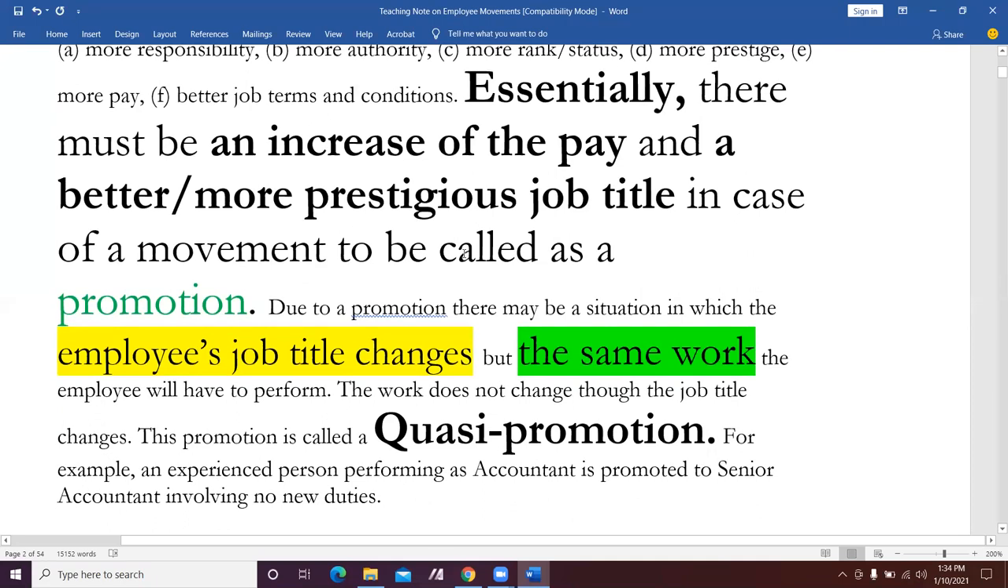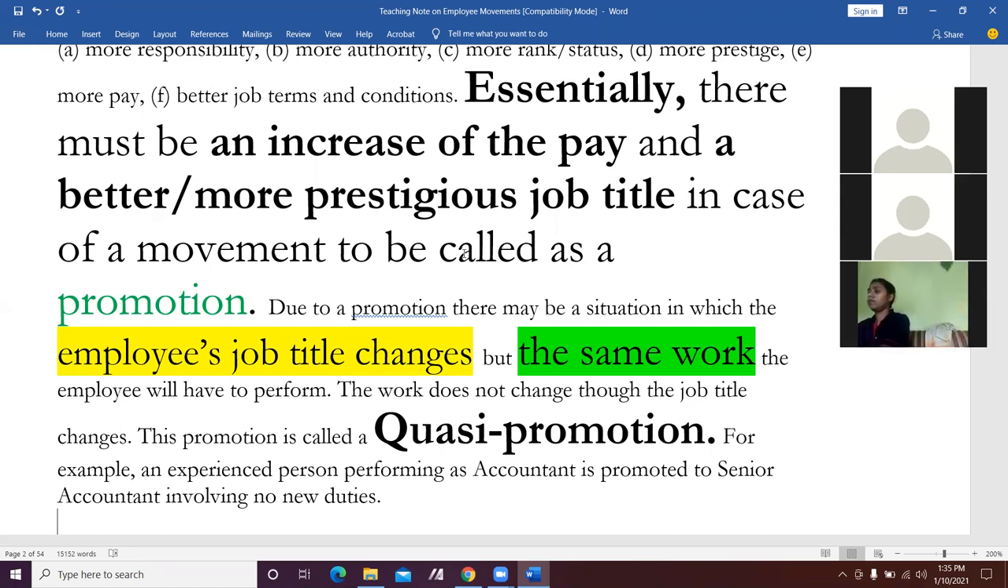Also, there may be certain other changes, such as increased responsibility, more autonomy, more freedom, a bigger desk, bigger room, even a vehicle maintained by the company. Assume until the person got the promotion, the person had to use his or her own car. But because of the promotion now, he got a vehicle that is maintained by the company. Also, in some cases, there is a driver given. So these things are also there, but essentially, there must be a better title. There must be an increase of the pay.